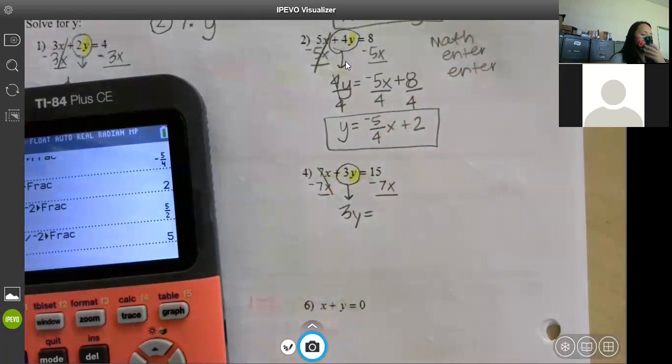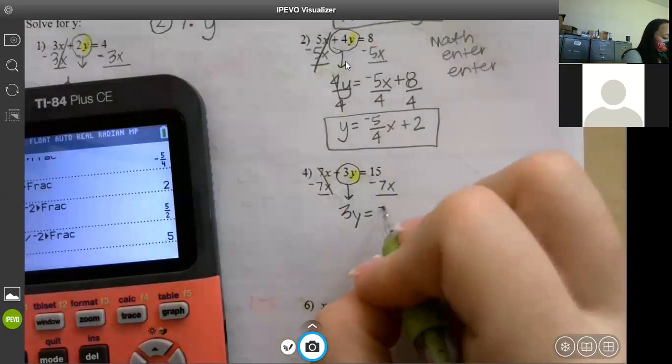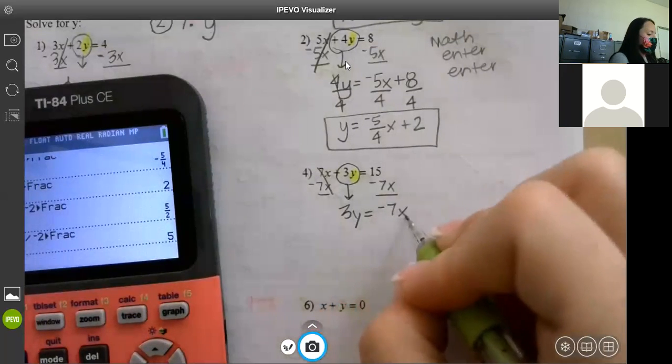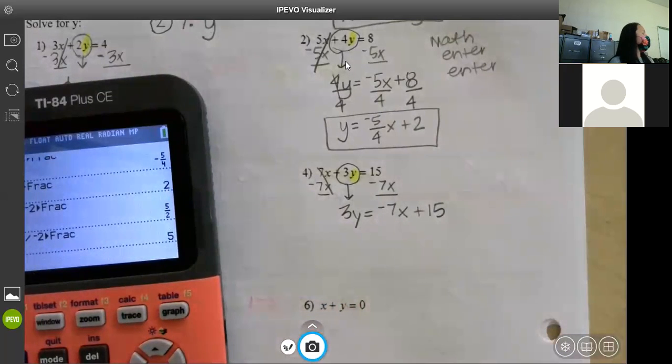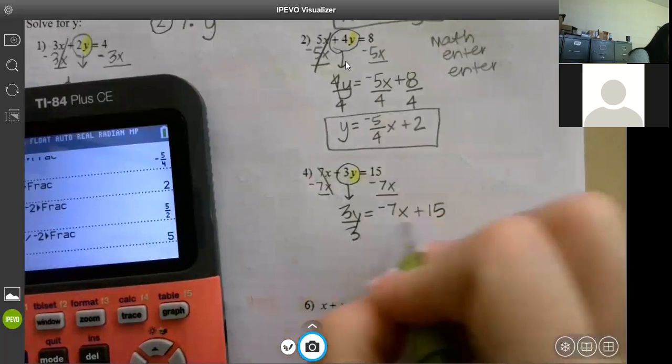And what do I write first on the other side? Make sure you bring the negative with it. Negative 7x. And it's a positive or plus 15. Very good. Watch those signs. Those signs will kill you on these. So watch them. Last step, what do I do? Divide everything by 3.